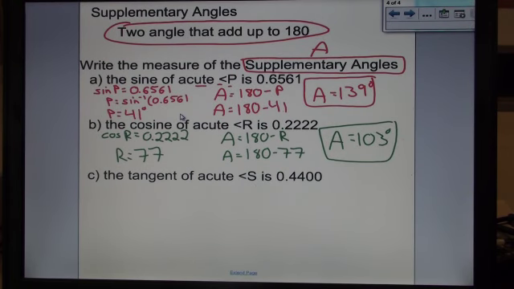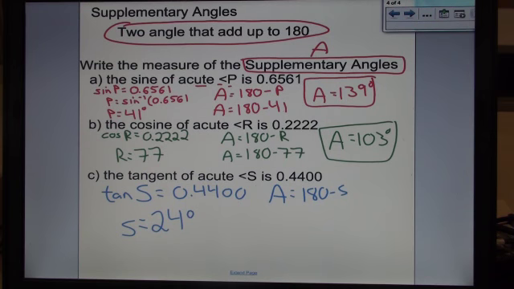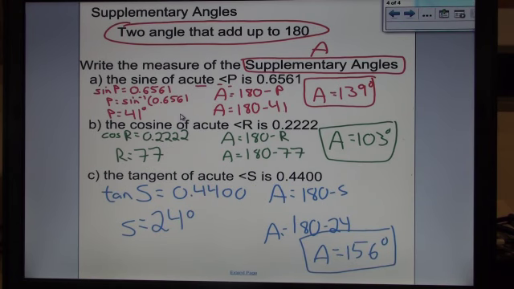And finally, the last one, again, tangent of angle S equals 0.4400. I do the inverse tangent, and I find out that S is equal to 24 degrees. A equals 180 minus S. A, 180 minus 24. I know I'm going very quickly. And angle A, in this case, equals 156 degrees. I would highly recommend that you try this on your calculator.